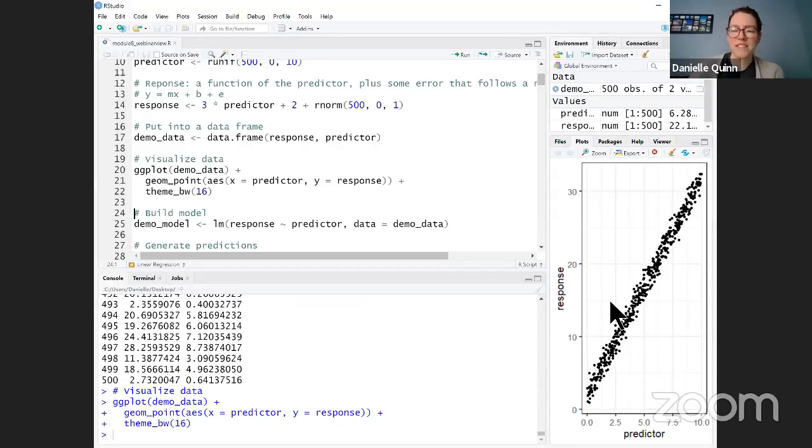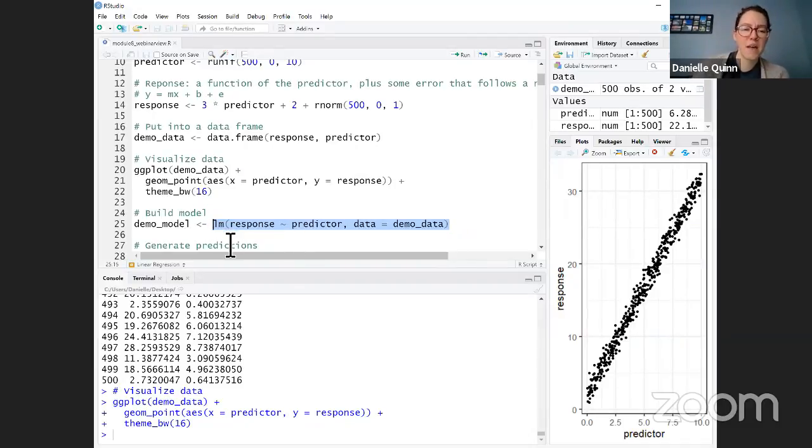And very unsurprisingly, because we know that we've just generated this linear data, it looks like a linear model is going to fit this data very nicely. And so we would build a model. We'll take a quick look at this piece of code and the syntax.